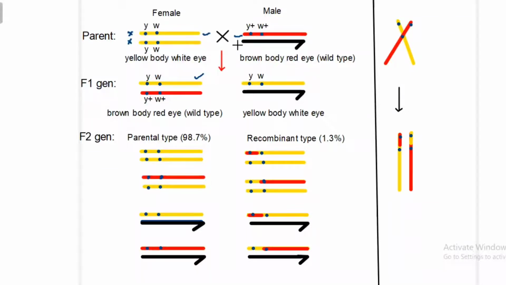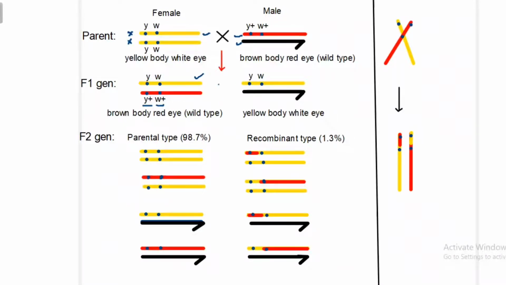Now this will combine with this Y chromosome and will give rise to this male, y w, with the Y chromosome. This one contains the dominant alleles y plus w plus, which means brown body and red eye. Here there is no dominant allele, only the recessive allele is there, and there is no such allele present on the Y chromosome, so there is no y and w allele here. This is a yellow body and white eyed male.